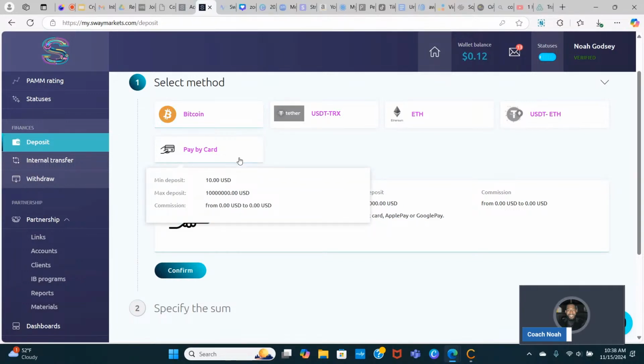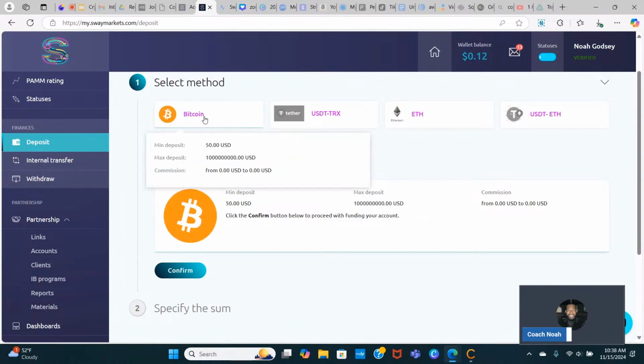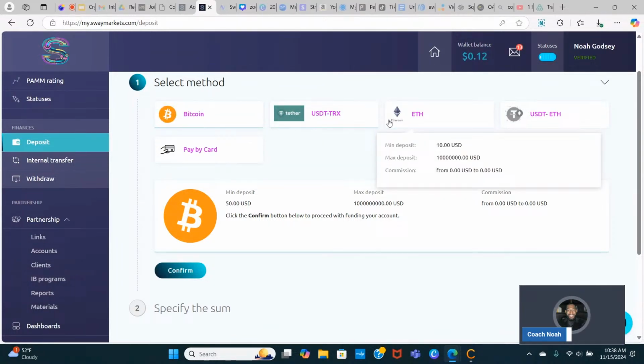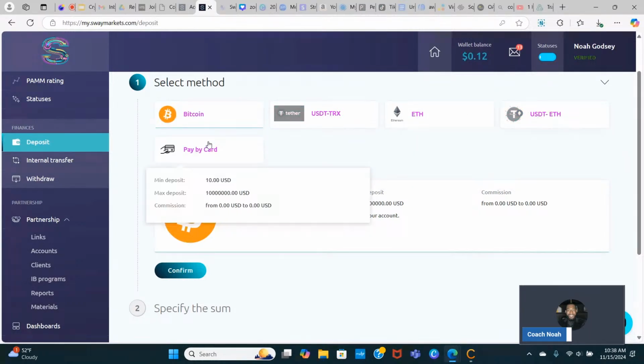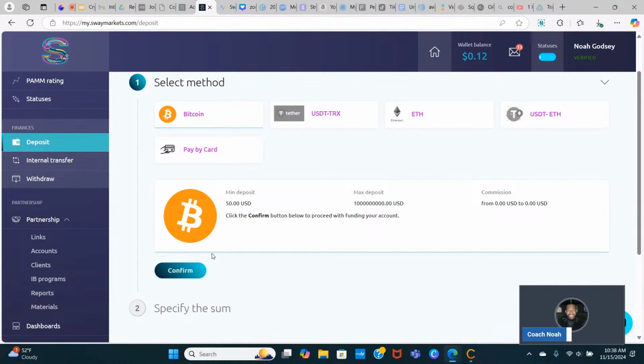Right. Just click this one here, pay by card, whichever one, right? But both of these are probably going to be really the fastest and easiest ways. If you know how to do cryptocurrency and you got a crypto wallet and you have USDT or ETH, right? You can use either one of these. All right. So what you're going to do, come here, click confirm.